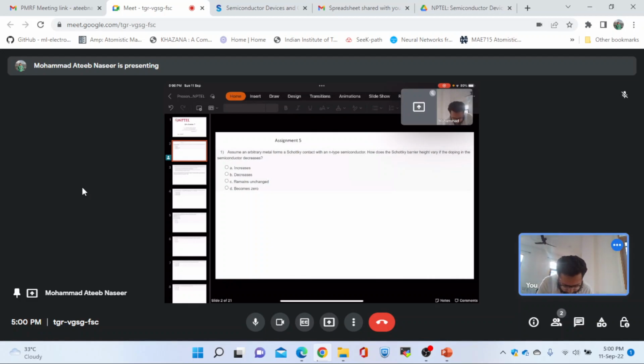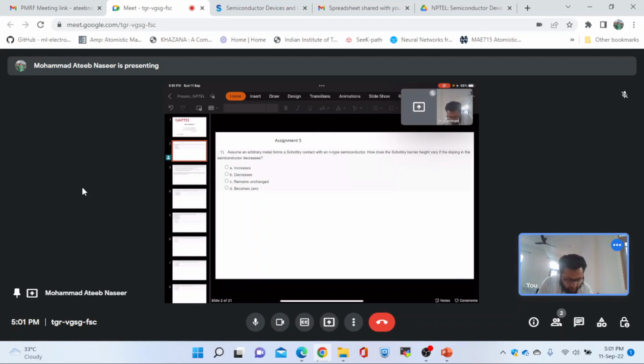It says that we have to assume an arbitrary metal that forms a Schottky contact with an n-type semiconductor. So it has been given that we have some metal and some n-type semiconductor and it makes a Schottky contact. Now we have been told to find the Schottky barrier height, and how it varies if we increase or decrease the doping.